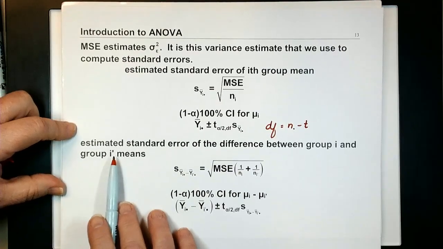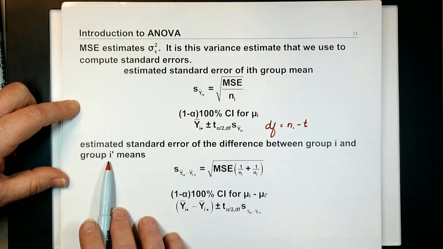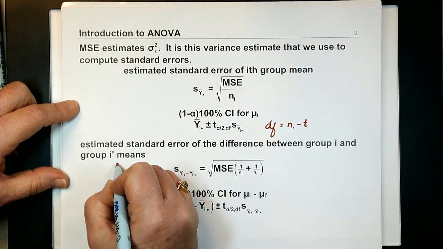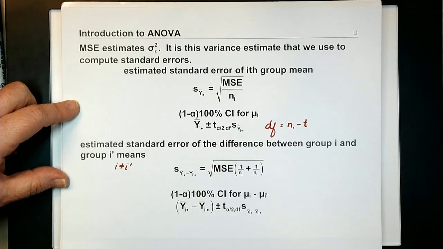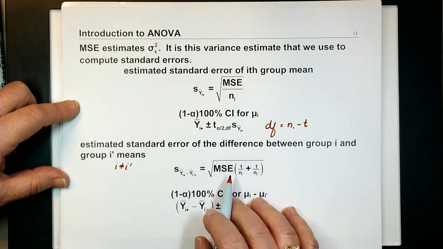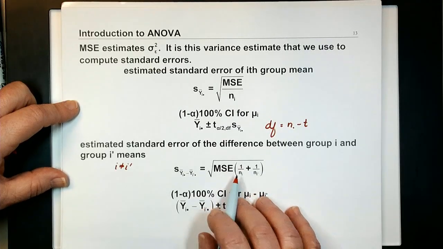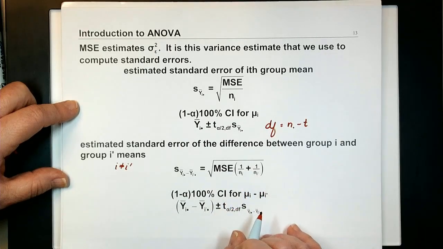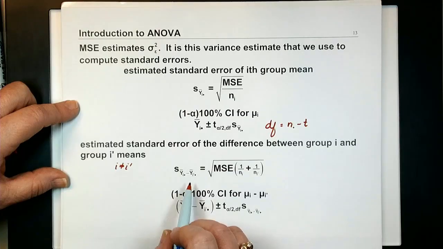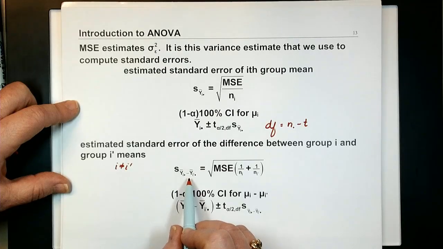The estimated standard error of the difference between group i and group i prime is how this is read. So i and i prime are two different values associated with the treatment levels or the group levels. It is the mean square error times the quantity 1 over sample size i plus 1 over sample size i prime. The denominator here says what's the standard error of what function. It's the difference between means given here.